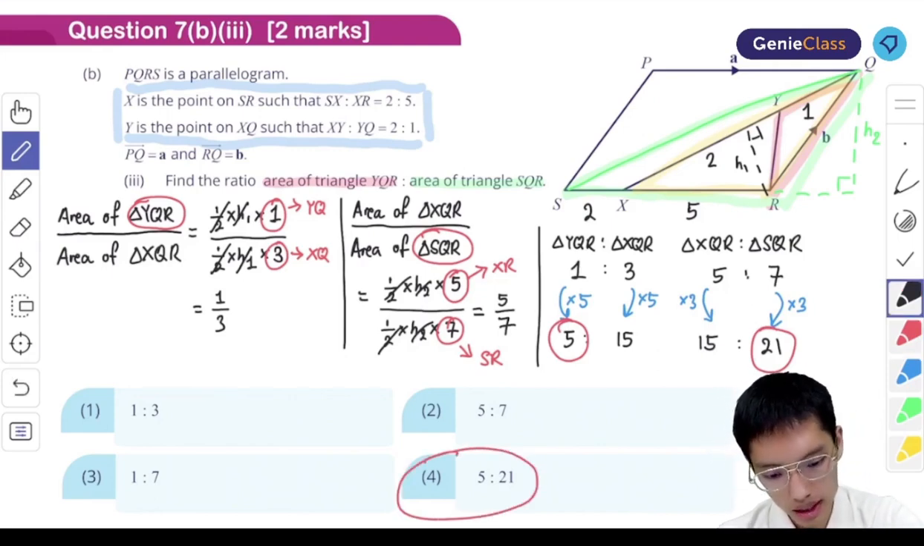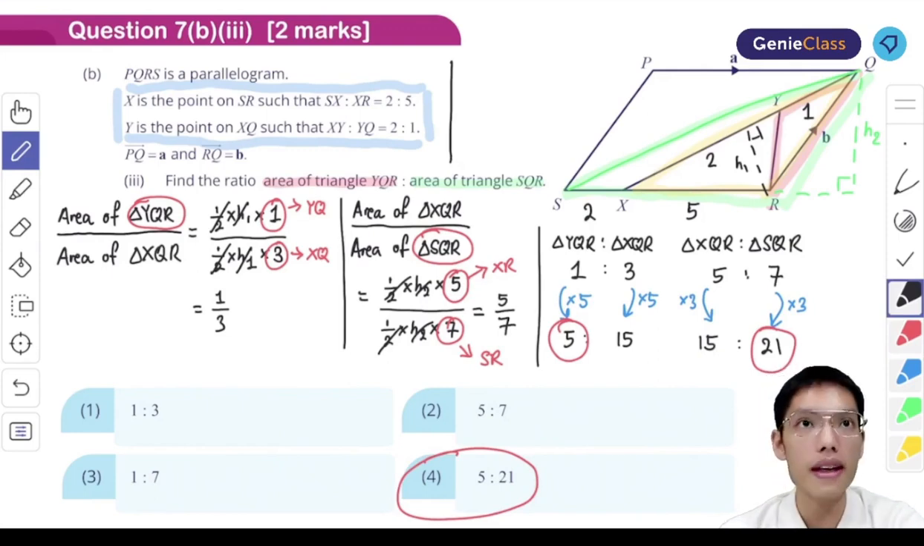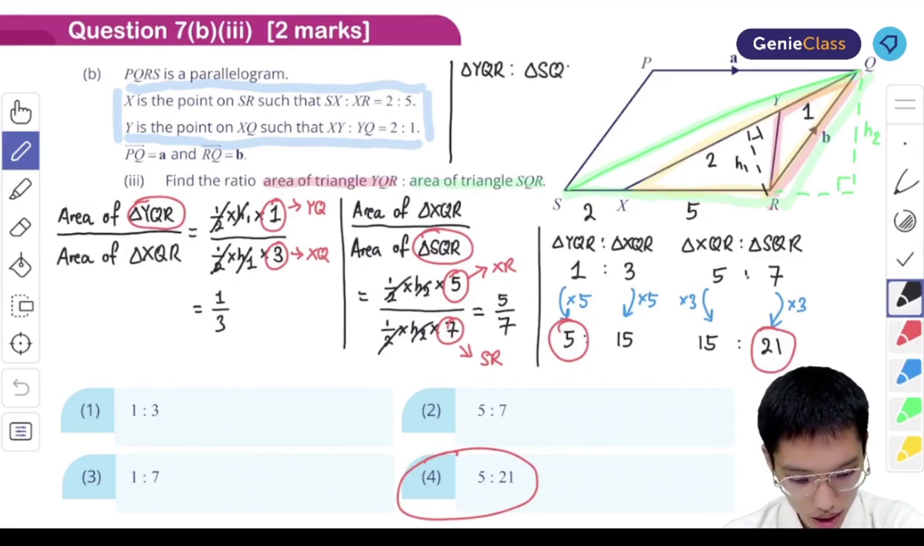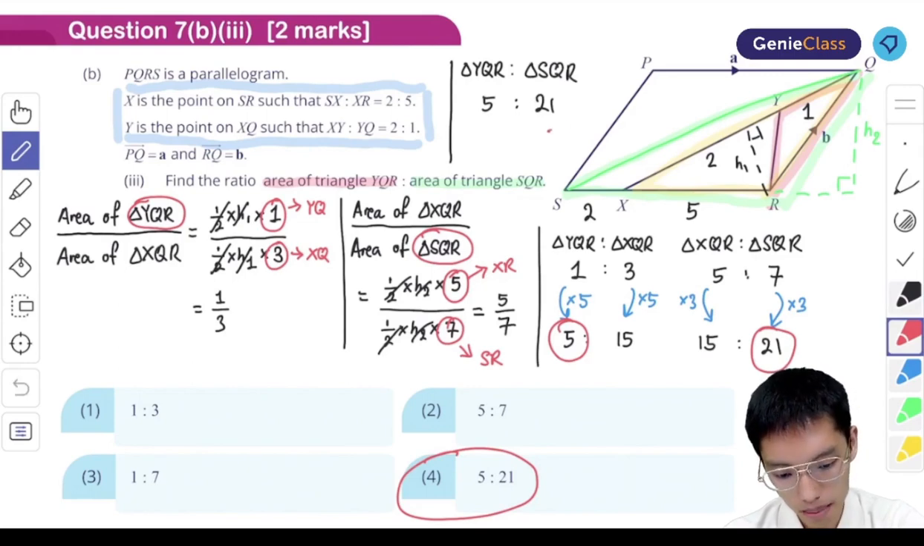And of course, to write it nicely, I'll write my final answer here. Just write it out to simplify it. YQR to SQR is 5:21. To finalize your steps.